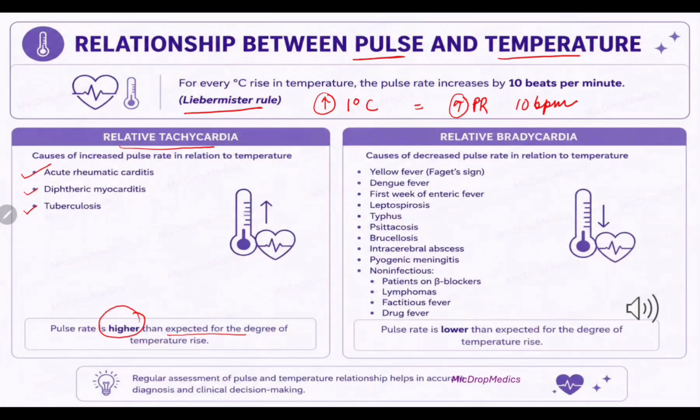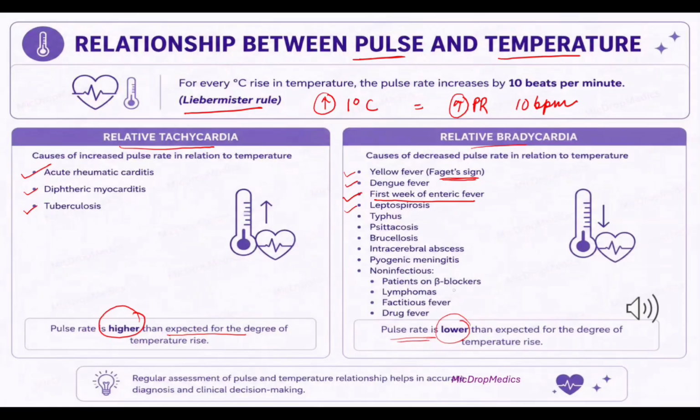Conversely, if they have a screaming hot fever but their pulse remains slow and flat, that is relative bradycardia. The pulse is lower than expected. This is a massive clinical sign. It is classic for conditions like typhoid, the first week of enteric fever, dengue fever, leptospirosis, or yellow fever. In yellow fever, it is known as Paget's sign.